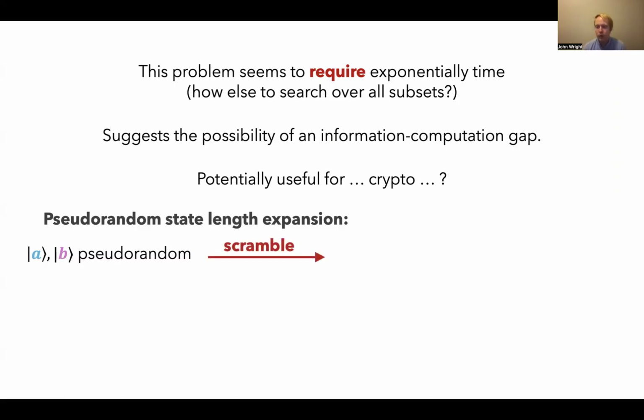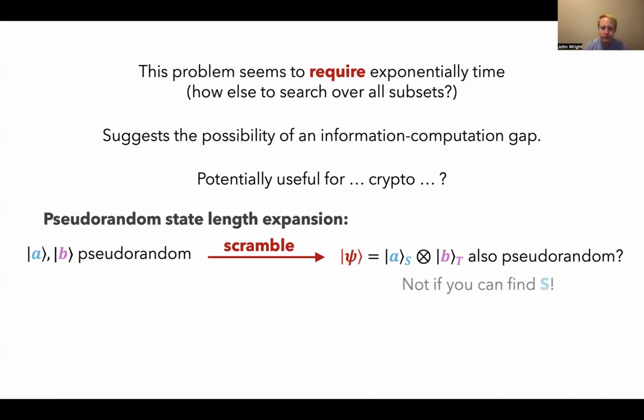One potential way that we could take 2 n-qubit pseudorandom states and generically turn them into a 2n-qubit pseudorandom state is just to take the qubits, scramble them up, and then output ket psi. The question you might have is, if A and B are pseudorandom, is psi itself also a pseudorandom state? And the answer is definitely no, if you can find the subset S, because a truly random state does not have any cut on which it is a product state.